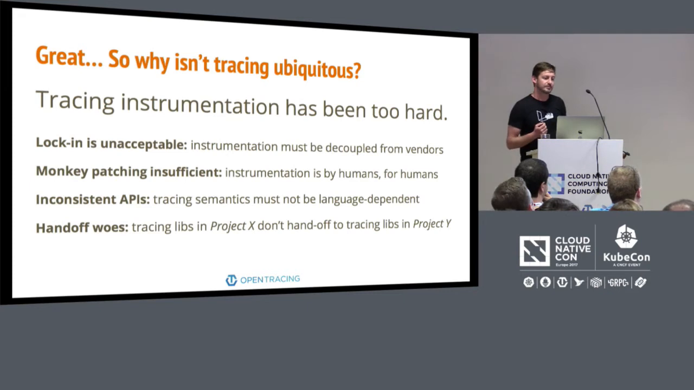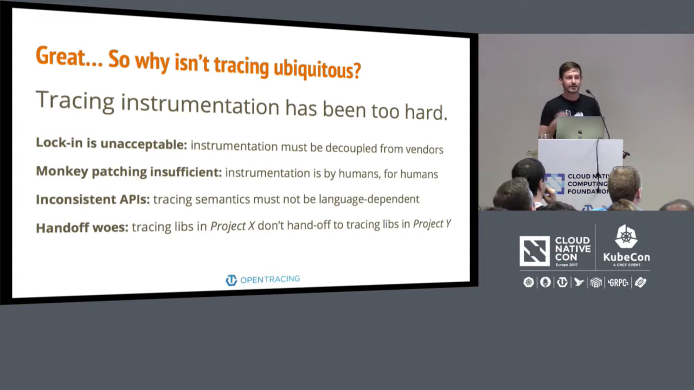The problem has mostly been a problem of the API. The degree to which there were tracing APIs, they were tied to a specific implementation. You built a tracing system, you built an API for that. That meant if I use that, I'm locked into that tracer. If there were tracers, they tended to be language specific. So there would be a tracer for the Java runtime, maybe a tracer for the Ruby runtime. But there was no way to get these talking to each other very easily.